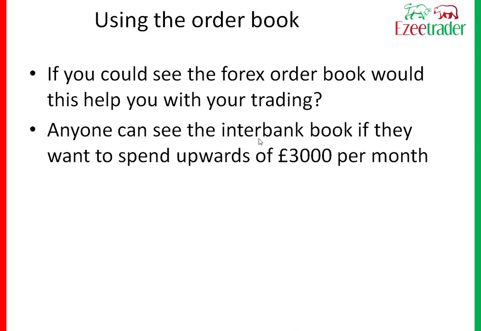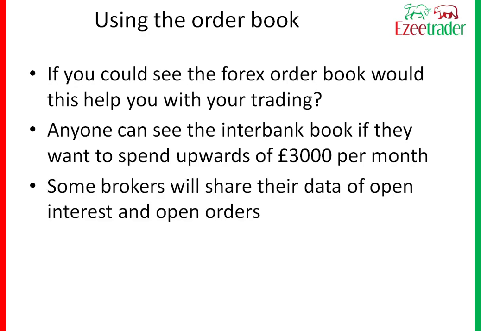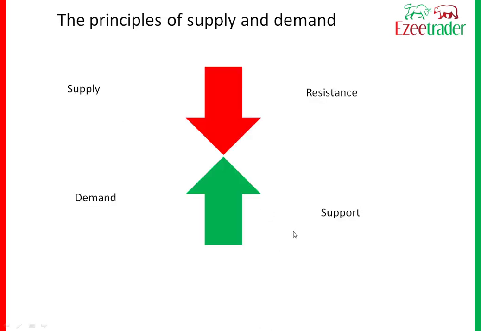So you can, of course, go and subscribe and pay upwards of £3,000 per month to look at the interbank books, but for most retail traders, obviously this is far out of their scope. But the good thing is some brokers will share their data of open positions and open orders, so you can actually see what's out there. You can see these open orders, the order book itself. Now, before I get on to talking more about that, let's just cover a couple of principles.